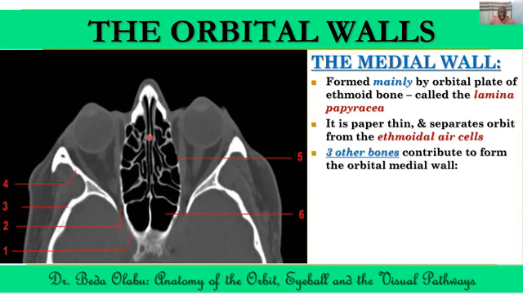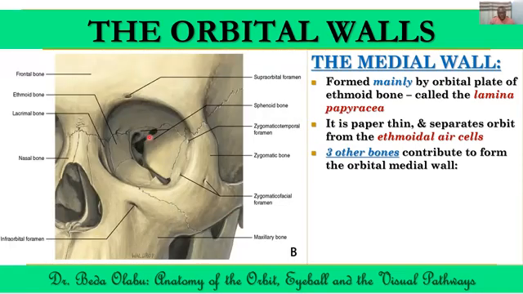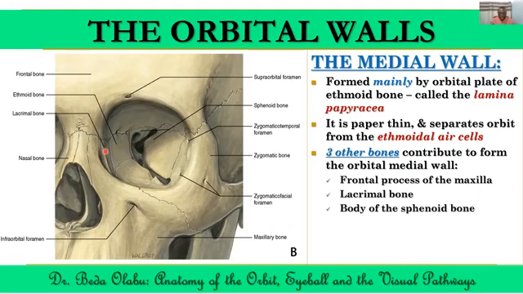Apart from the lamina papyracea, we also have 3 other bones that contribute to the medial orbital wall. So we have the frontal process of the maxilla anteriorly there. We have the lacrimal bone behind it. And we have the body of sphenoid posterior to the lamina papyracea. So this is the body of sphenoid from which we have the 2 roots of the lesser wing going to the roof.